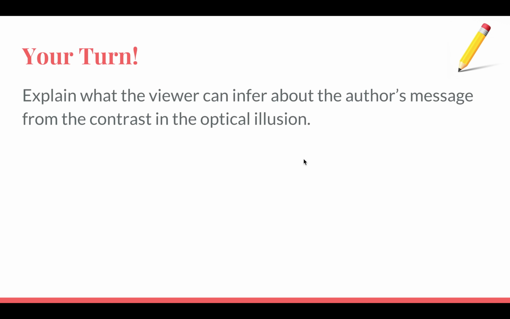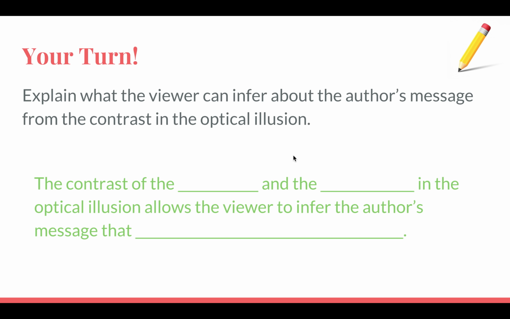Okay, so now I want you to do some deeper thinking and answer the two questions at the bottom of the page. The first question is explain what the viewer can infer about the author's message from the contrast in the optical illusion. You can use this sentence stem to answer that question. When you're done answering that question, I also want you to assess your skill in the box at the bottom of the handout. Once you have done both of those, then you can resume this video. So go ahead and pause, answer the two questions, and then press play again.